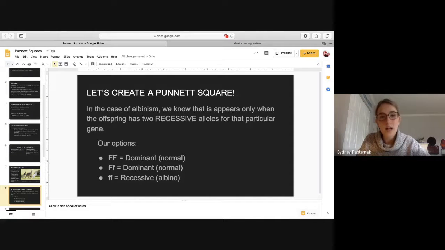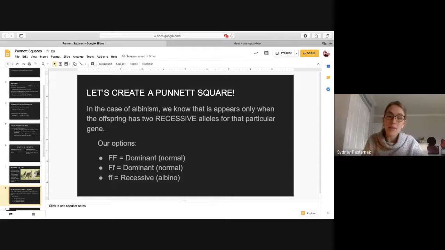So in the case of albinism, we know that it appears only when the offspring has two recessive alleles for that particular gene. So we've got three options here. We've got big F, big F, which is dominant, and dominant meaning normal. Those kangaroos look normal compared to an albino kangaroo. They've got the brownish gray fur coat and look normal in skin pigmentation, etc. Big F, little f is also dominant because it has one of those dominant alleles in it. It has the big F.